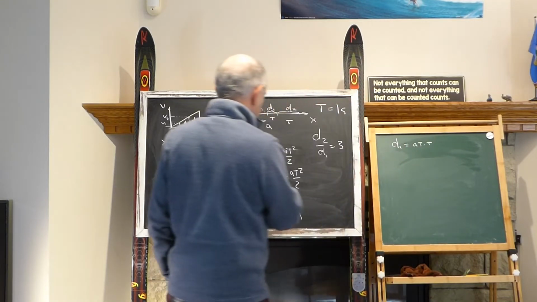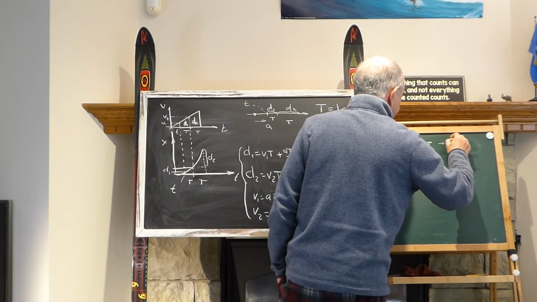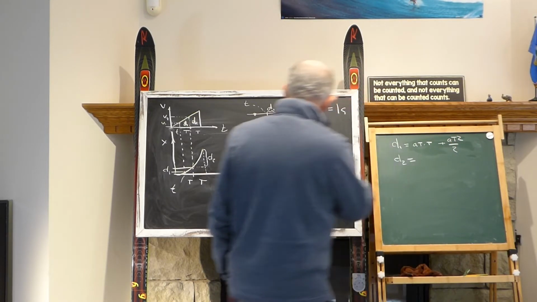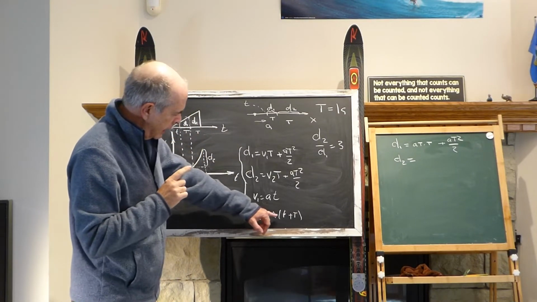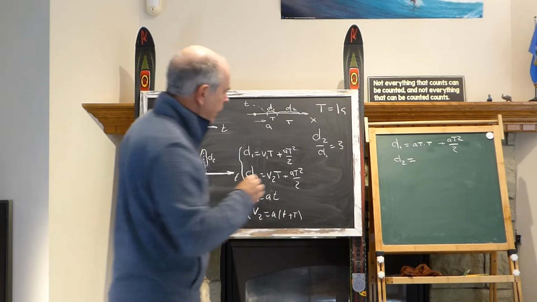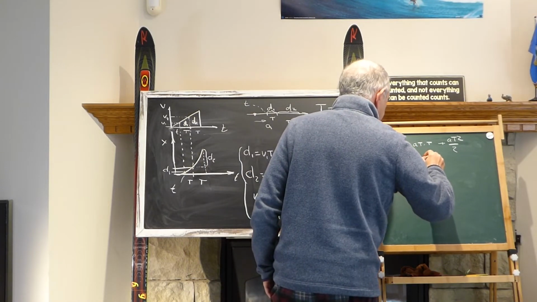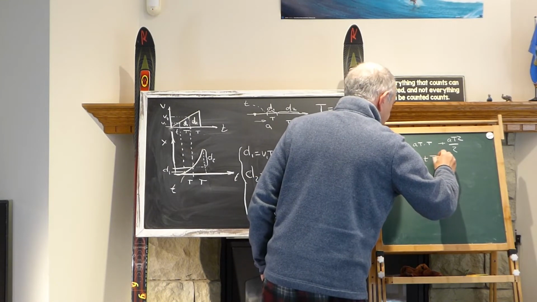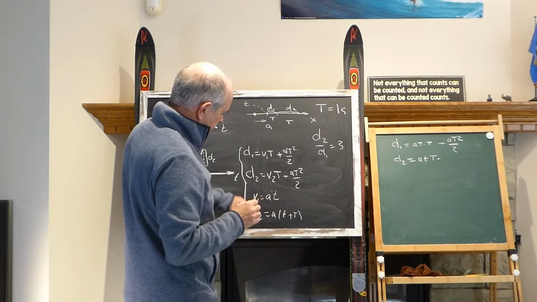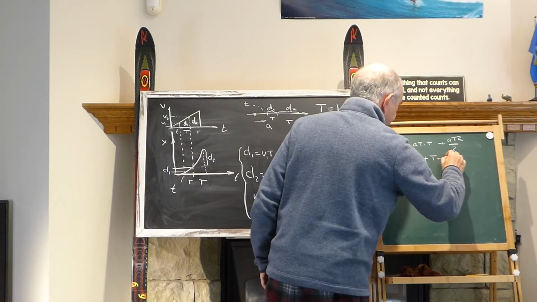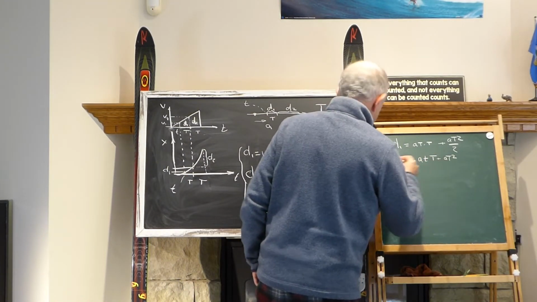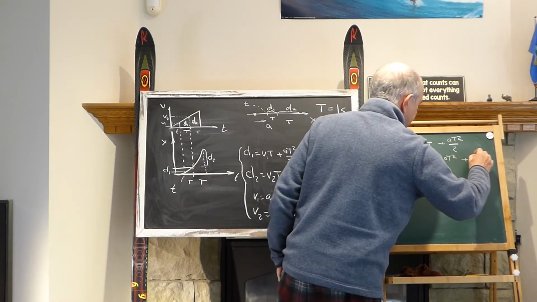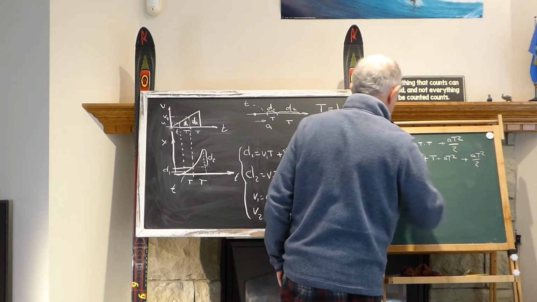Multiply by T plus aT squared over 2. Accordingly, d2 equals at, and I put at, and I multiply it by T, and I put aT squared. I put this here and I open brackets, and this would be aT squared over 2.